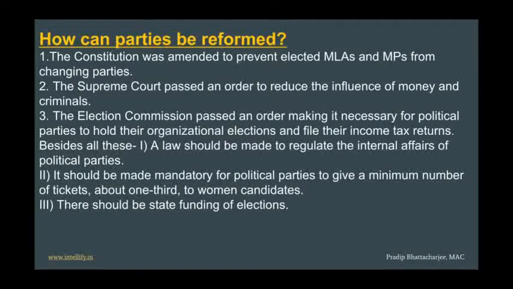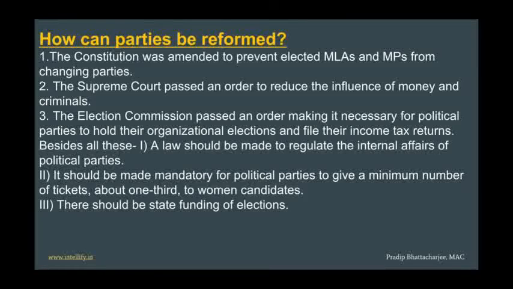Let us come to the point of how a party can be reformed. The Constitution of India was amended to prevent elected MLAs and MPs from changing parties. This was done because many elected representatives were indulging in defection in order to become ministers or for cash rewards. The Supreme Court passed an order to reduce the influence of money and criminals. The Election Commission passed an order making it necessary for political parties to hold their organizational elections and file their income tax returns. Besides this, a law should be made to regulate the internal affairs of political parties.